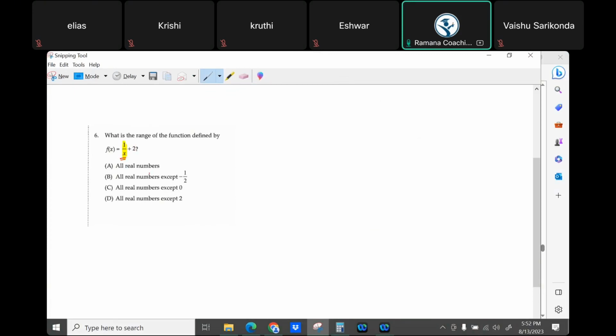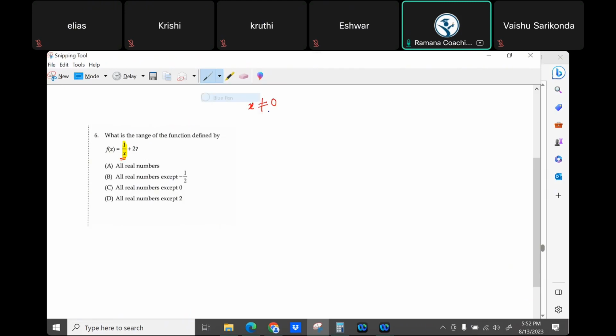What do you need to be really careful about when you have a rational function? Things that can make the denominator 0. That means what is the excluded value for x? That means your x should never be 0. That means 0 is gone out of your domain. Correct?